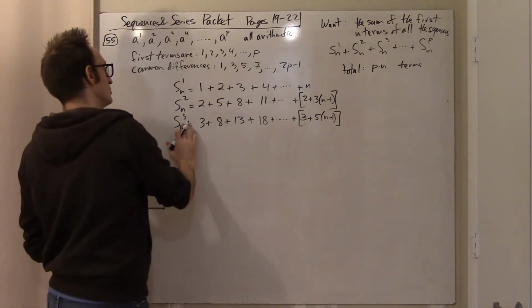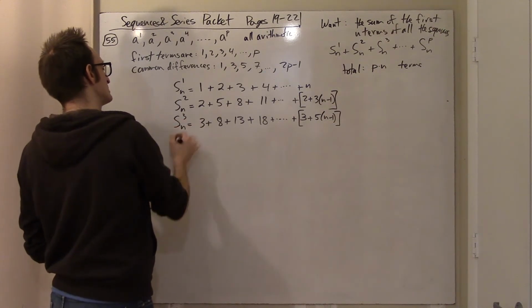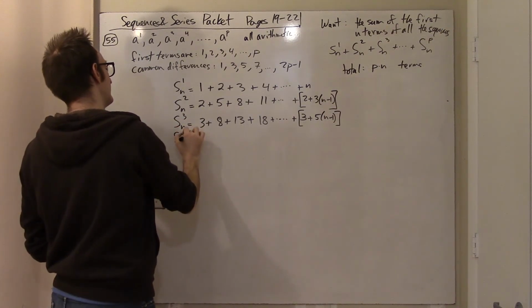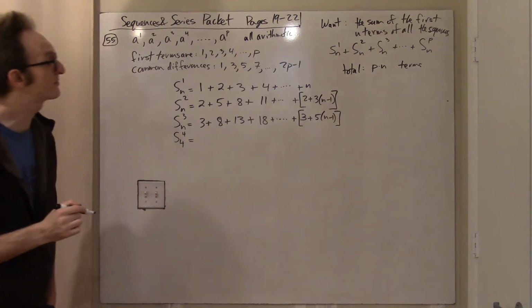Okay, maybe I want to do one more, maybe I don't. Let's just do one more. The fourth, the sum of the first n terms of the fourth sequence.